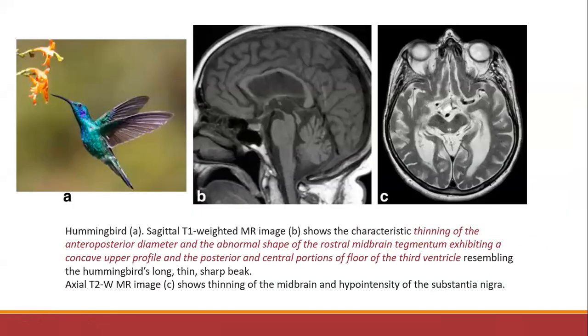So the posterior and central portion of the floor of the third ventricle resembles the hummingbird's long, thin, sharp beak. So they will ask you in your exam the hummingbird sign, what does it constitute and what forms the beak of the hummingbird? So in addition to that, there is hypointensity of the substantia nigra also.